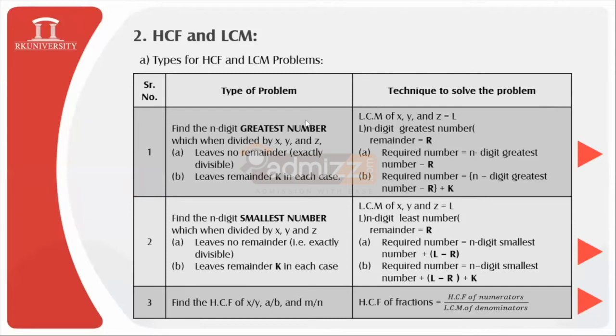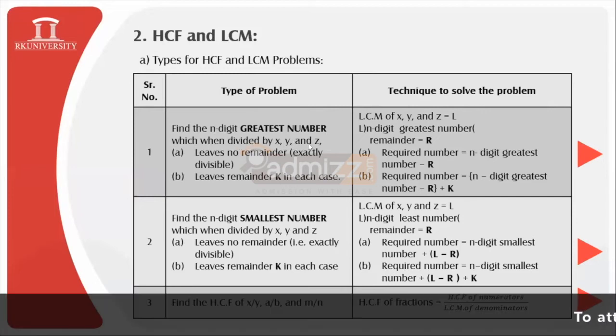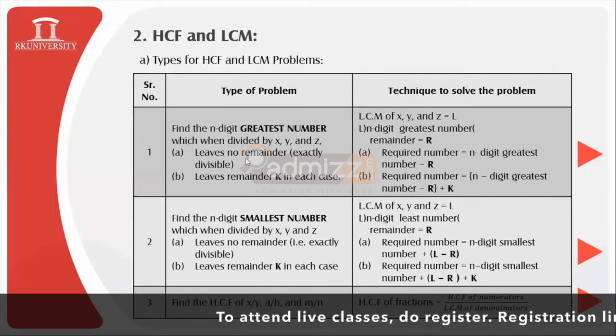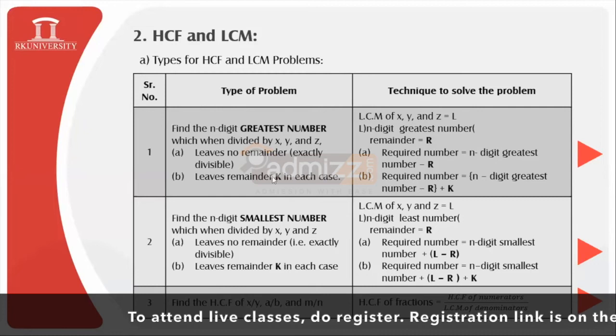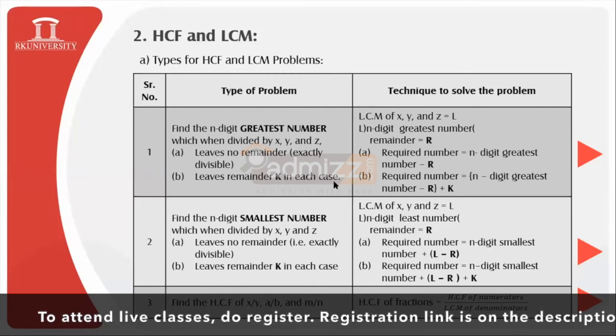Okay, students, we will start with the simplification of this very first type. Let us try to understand this type first, and then we will simplify the problem which is based on this particular type. The type is: find the n-digit greatest number which when divided by the numbers x, y and z. We have two different cases over here. Case A is of exactly divisible type, which has no remainder, and second, it leaves a remainder, which is a value k in each case.